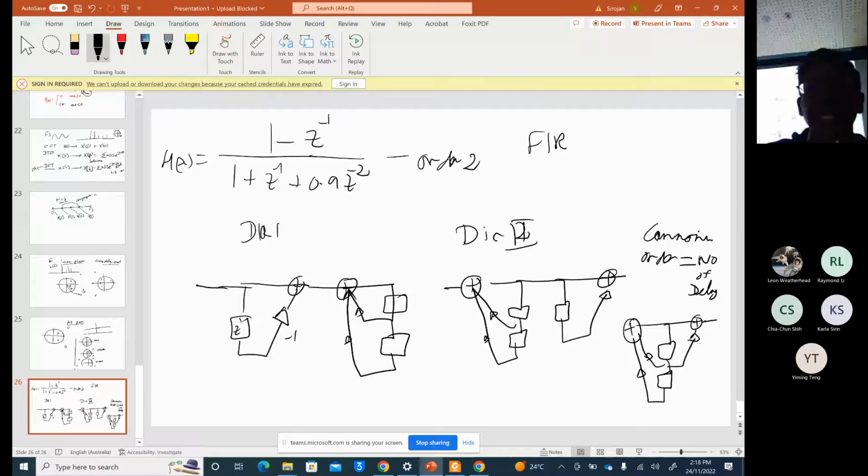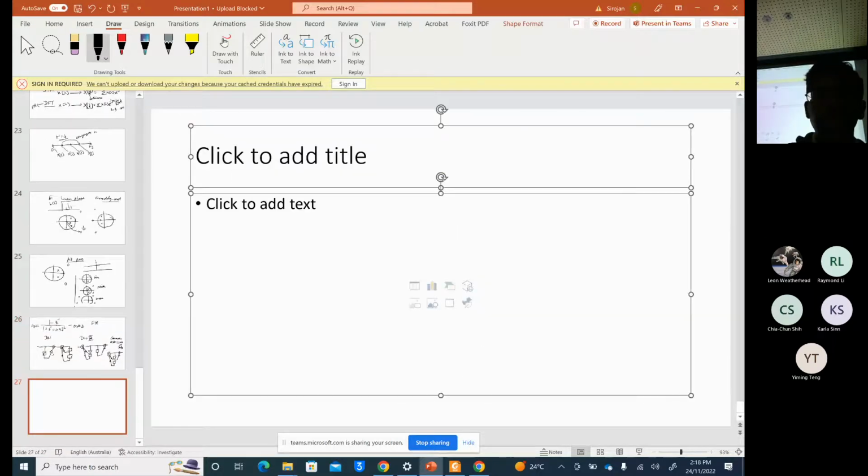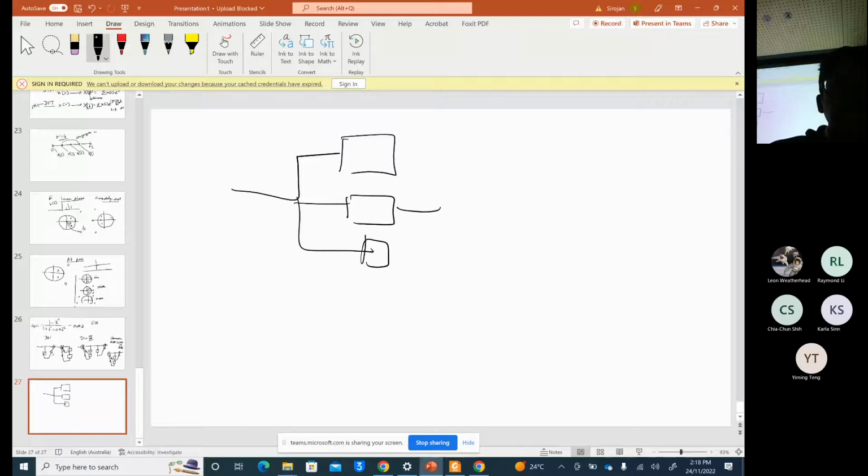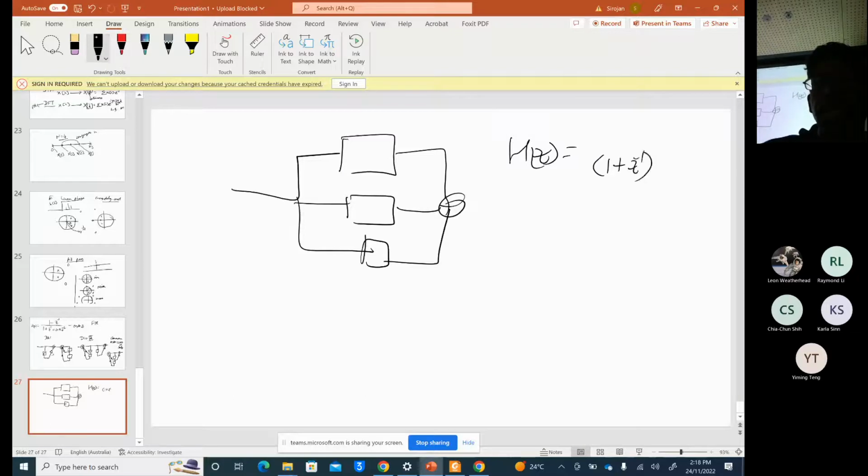And then parallel structure and cascade structure. Parallel structure means you should have this parallel structure, and then you should add these things. If you are given a Z transform, then for the parallel structure, what you have to do is the partial fraction: 1 plus Z to the minus 1, plus some value here, 1 minus Z to the minus 1. So that is how you do the parallel structure.